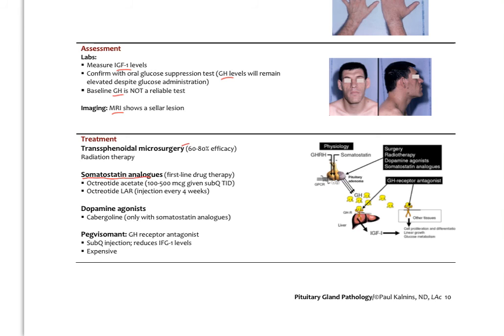Transsphenoidal microsurgery followed by radiation therapy has about a 68% efficacy. The dopamine agonists, this would only be in conjunction with the somatostatin analogs. They can work a little bit more effectively. And then there is a growth hormone receptor antagonist that can be given by injection. This is very expensive. I don't have any experience using this, but this is an option, especially in children, to try to decrease the effects of that excess growth hormone. So less common, but important to know about growth hormone adenomas.